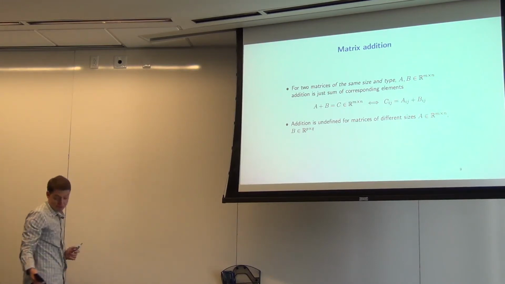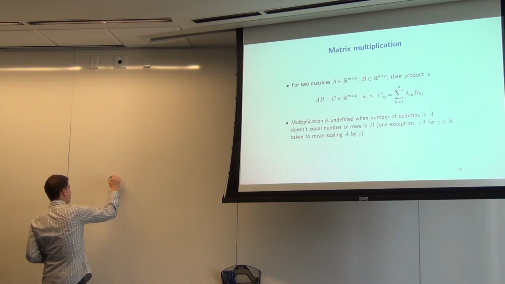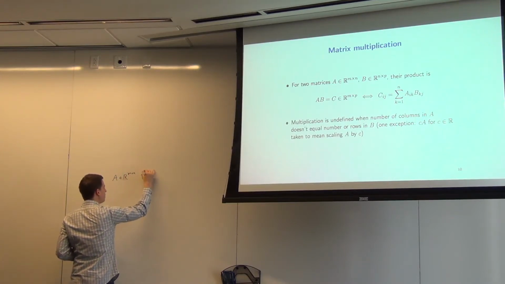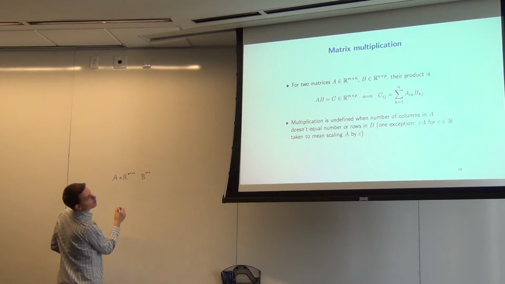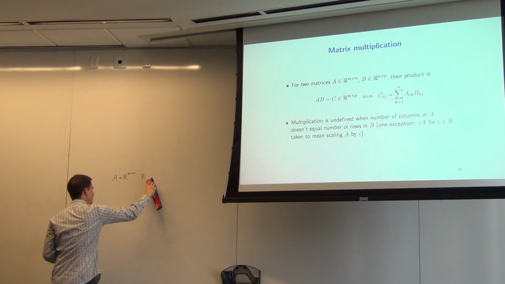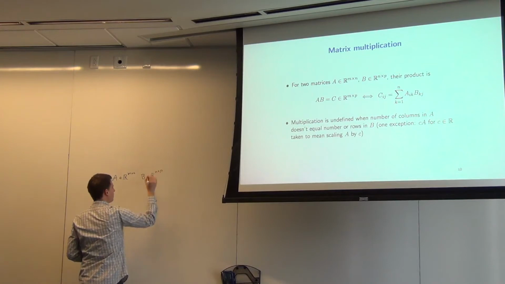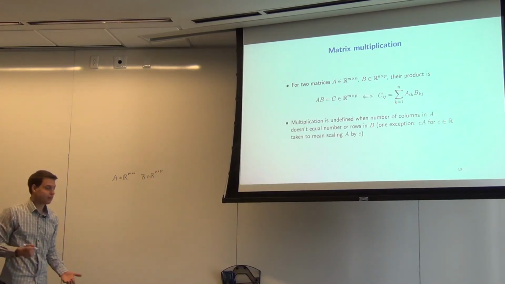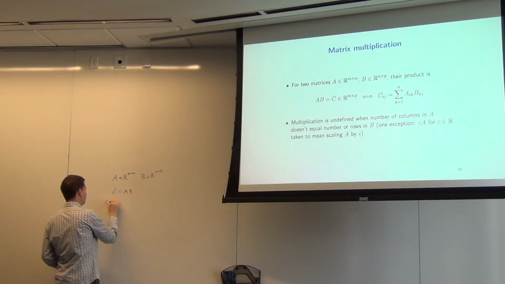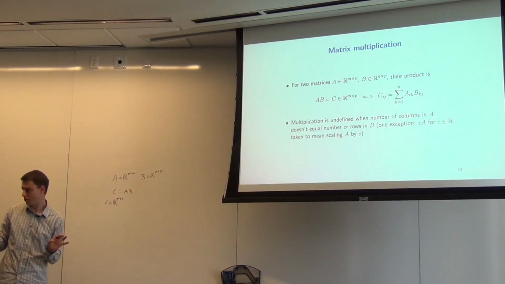The next operation is matrix multiplication, and you've probably all seen the formula for this before. You have two matrices, A in R^(m by n), and B in R^(n by p). Then you can form their product. We'll call the matrix C, A times B, and C here is going to be m by p. So this is the basic rule of matrix multiplication.